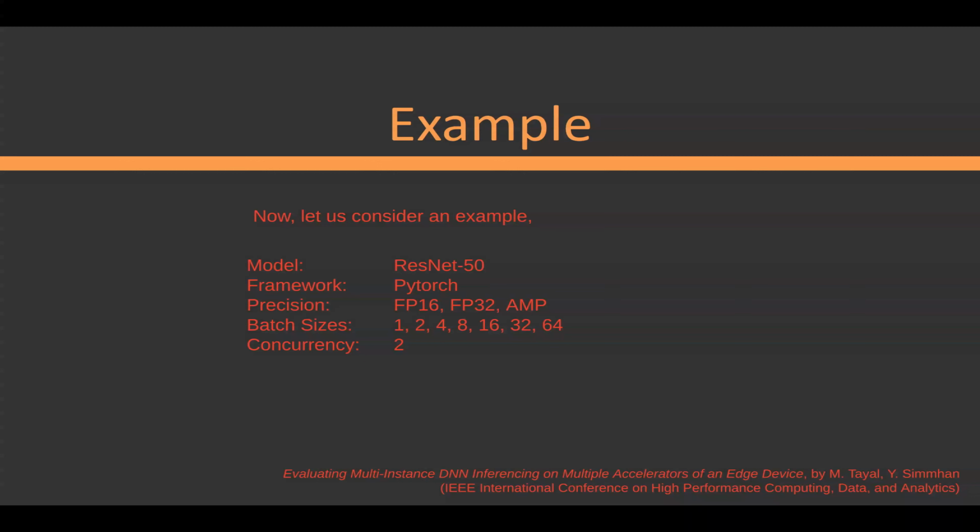Apart from this, we are also going to consider different batch sizes from 1 till 64, and for all these experiments, the concurrency is going to be set at 2. By concurrency, I mean there would be two separate processes running in parallel at all times.